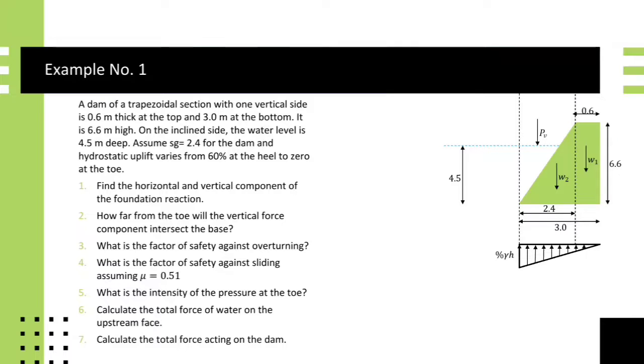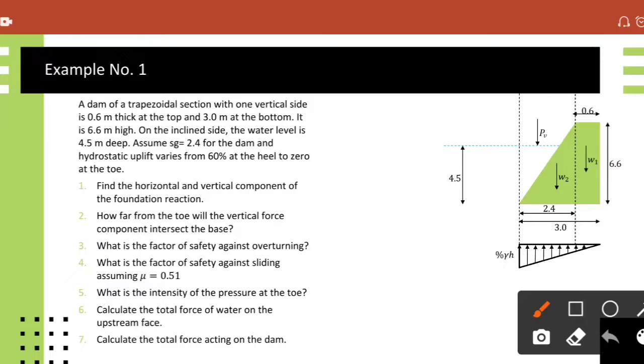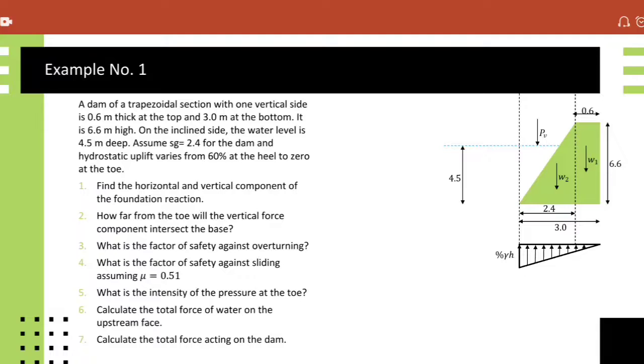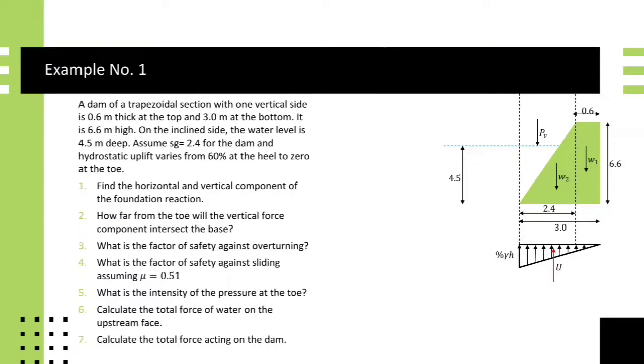I-note nyo to. Kapag walang sinabing hydrostatic uplift, huwag nyo nang isama. Say for instance, pag sinabi ko lang, assume SG is equal to 2.4 for the dam, ibig sabihin, wala kayo nito. Ang magiging vertical forces nyo lang is PV, weight 1, and weight 2. Dahil meron yan, i-include natin, uplift pressure U. Next, what are the horizontal forces acting on the dam? Ang present lang dyan is yung hydrostatic pressure na pahalang, meaning that is your horizontal force na kailangang isolve. So, kompleto na ata.